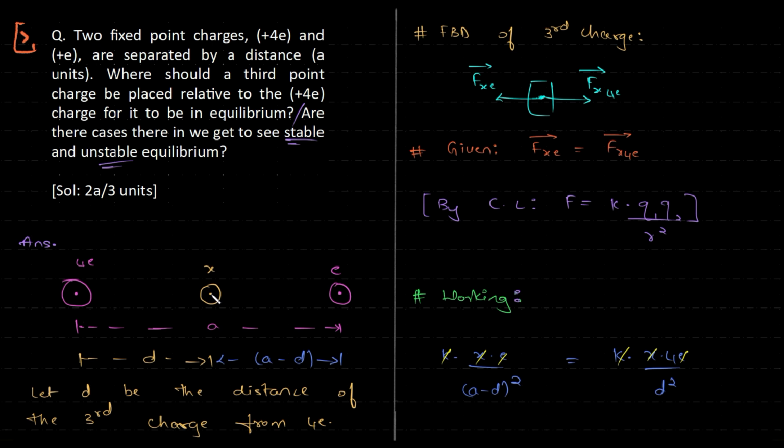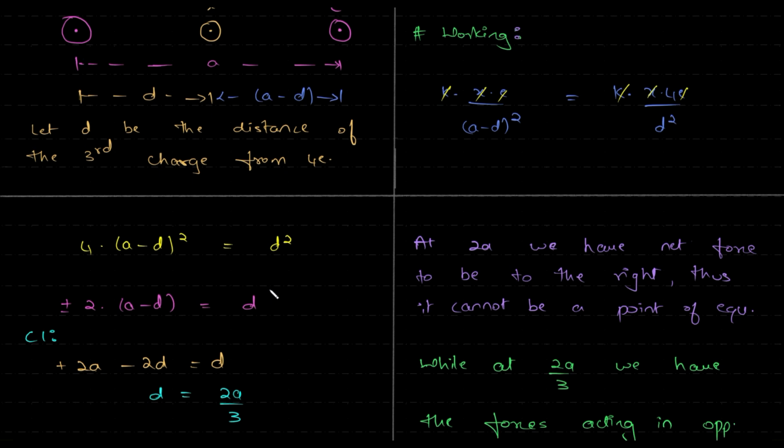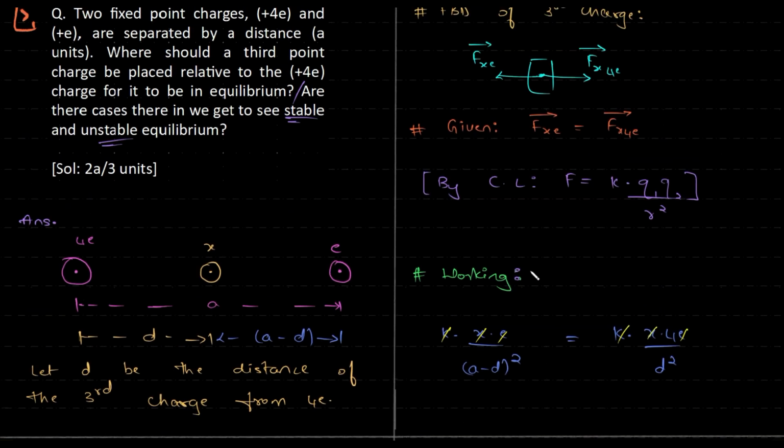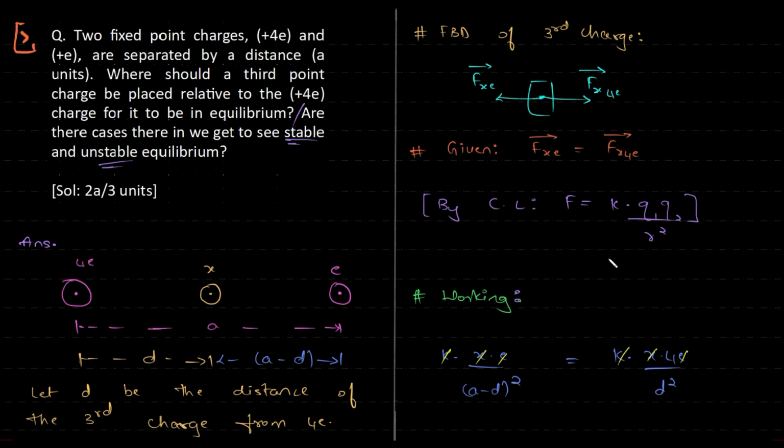So if I push it a bit to the right, what happens? This particular charge will have a lot more push towards the left. The net force will be to the left, so it will come back. If I push this to the left, 4e will have a lot more force to the right, and so again it will push it back. So we have a scenario wherein it is in stable equilibrium. The other point, 2a, cannot be the case because both forces are pointing towards the right. The math got us that answer, but it's not a scenario which will give us any kind of equilibrium.